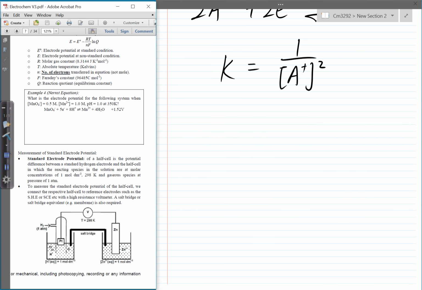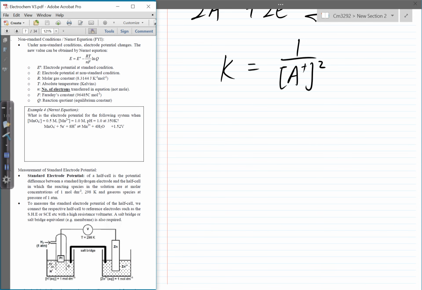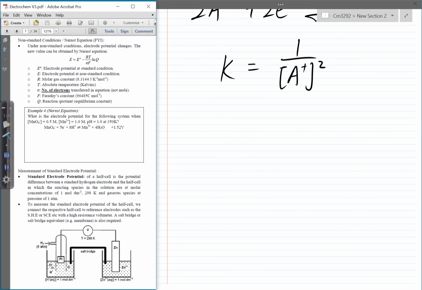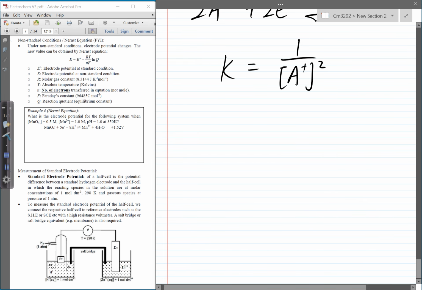So, one example on how you apply this Nernst equation. If I give you this equation and then I give you this question, you should know how to do it, because I already gave you everything. So now, what is the electrode potential for the following system when the following concentrations are used? pH equals 1 at 350 Kelvin. You can see very obviously that it is non-standard. So how do you use the equation? I'll just demo.